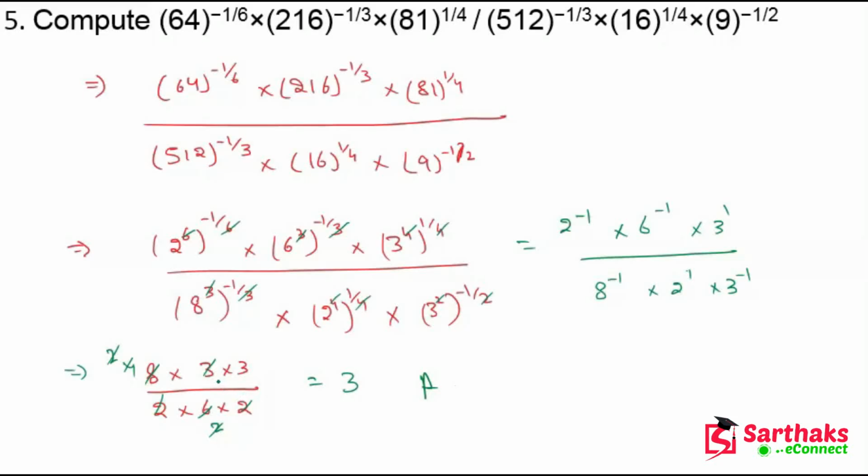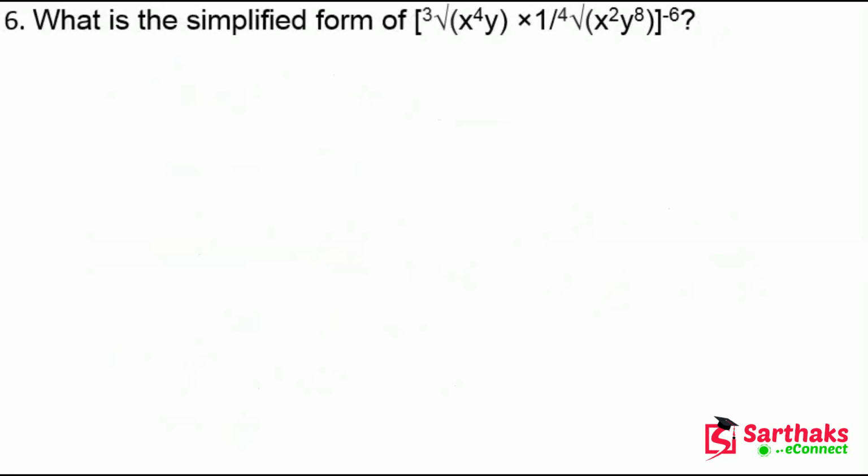Okay, understand? So what we have done, first of all, we have to convert it into powers, and then we have to multiply these powers, we get the result, and we solve this, we get the 3. Yes, so now my dear friends, the next question: what is the simplified form of the expression we have here?